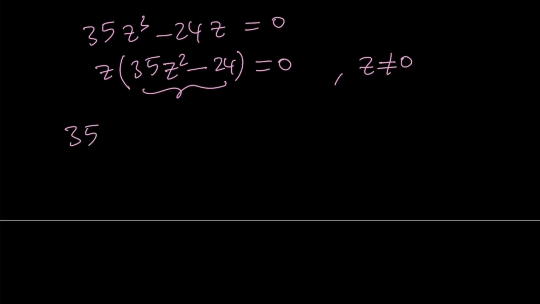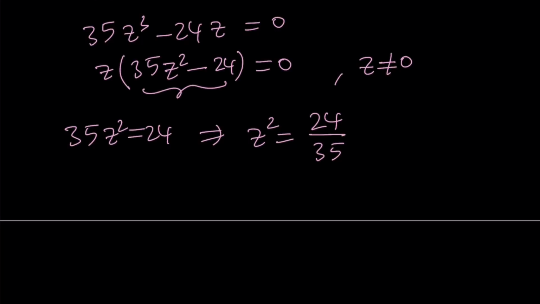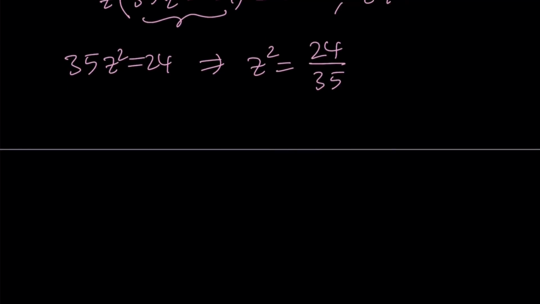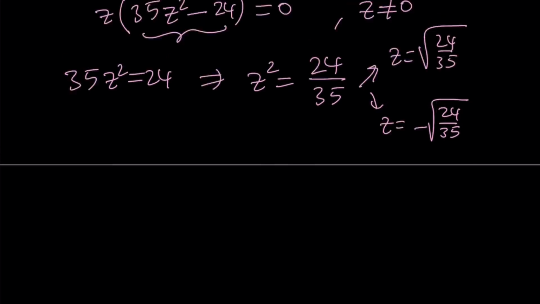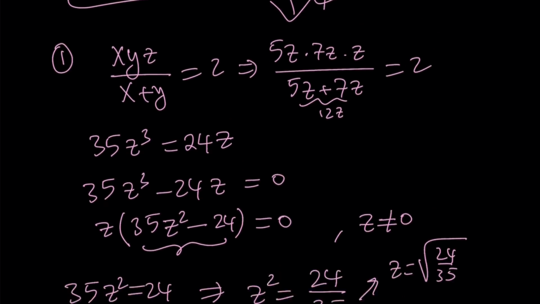So if you set 35z squared minus 24 equal to 0, you get 35z squared equals 24. Divide both sides by 35. I know the answers don't come out nicely. That's okay. And from here, we get two solutions for z because there's two numbers whose square equals 24 over 35. And those numbers are the square root of 24 over 35 and the opposite of that number, negative square root of 24 over 35.